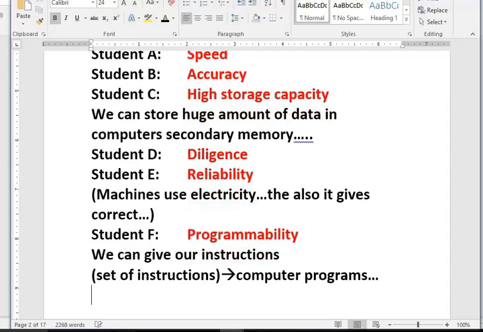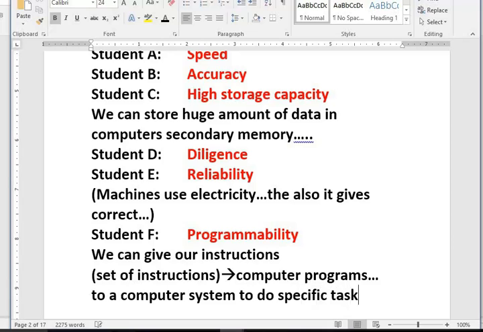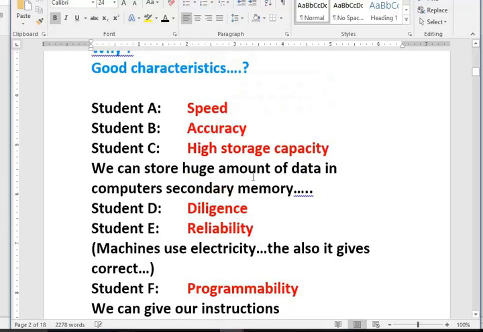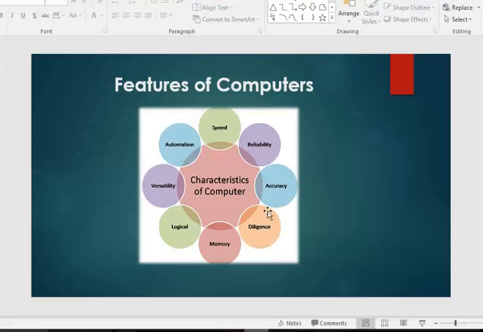Oh, very good. Means we can give our instructions to a computer system to do specific work. That is what we call the programmability feature, sir. Oh, excellent answer given by this student. This is related to learning the C programming language. We learn C language, which is known by the machine, and we write computer programs to assign our work. Oh, good answer. All of you are very clever. You are giving correct results. Excellent. See the diagram.